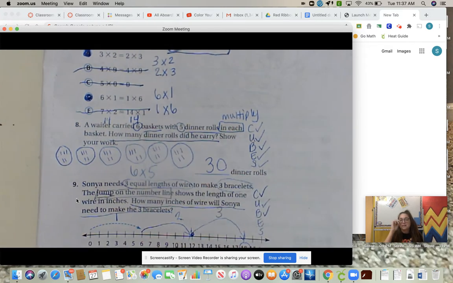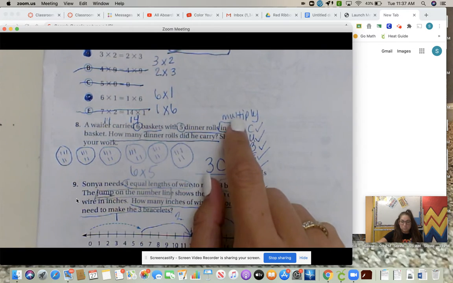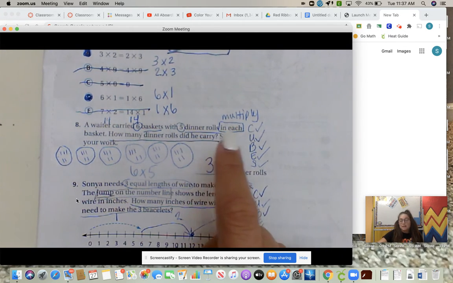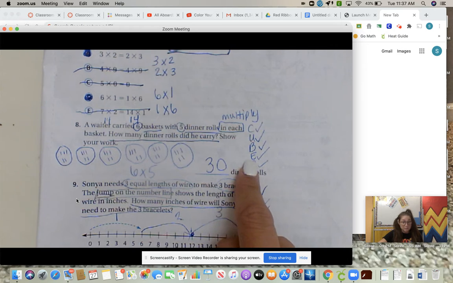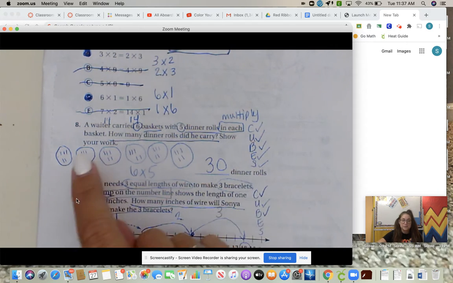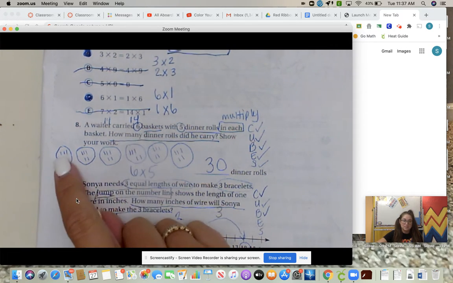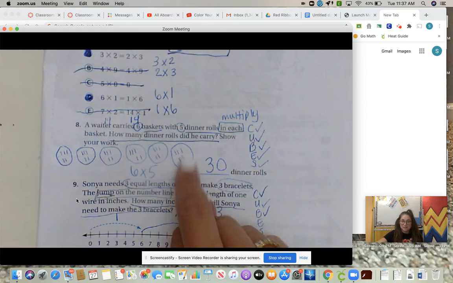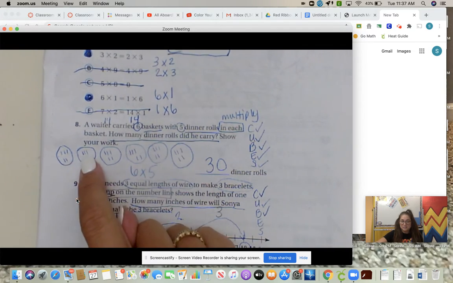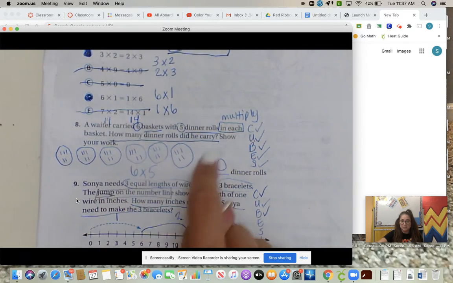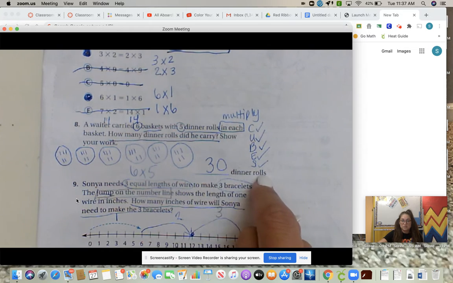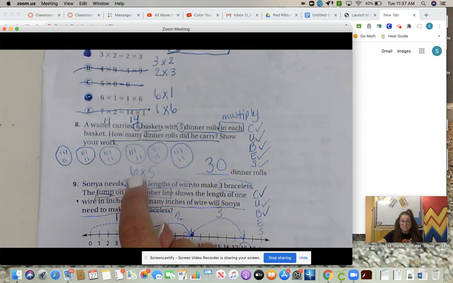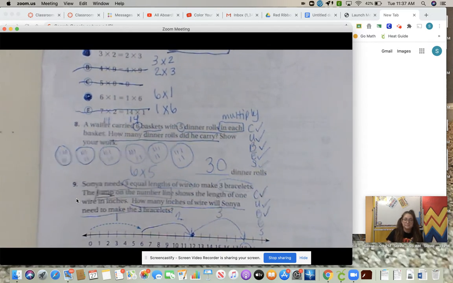Now we need to box the math verb. In each means multiply. So that is our math verb. Now we need to draw a picture. Evaluate, especially with multiplication, is draw a picture. So we have 6 baskets. 1, 2, 3, 4, 5, 6. 5 in each. So 5, 10, 15, 20, 25, 30. So we have 30 total dinner rolls. And our multiplication sentence is 6 times 5.